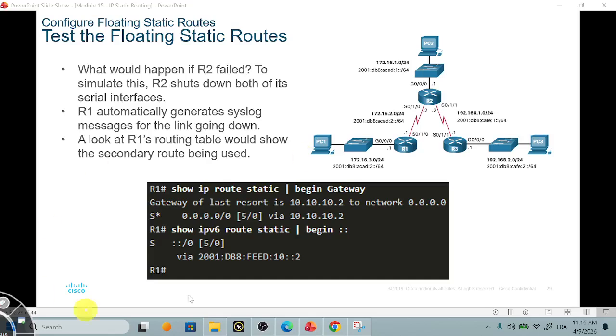Okay. In this lecture we learned to configure static routes, default static routes, and floating static routes. Thank you for your attention.